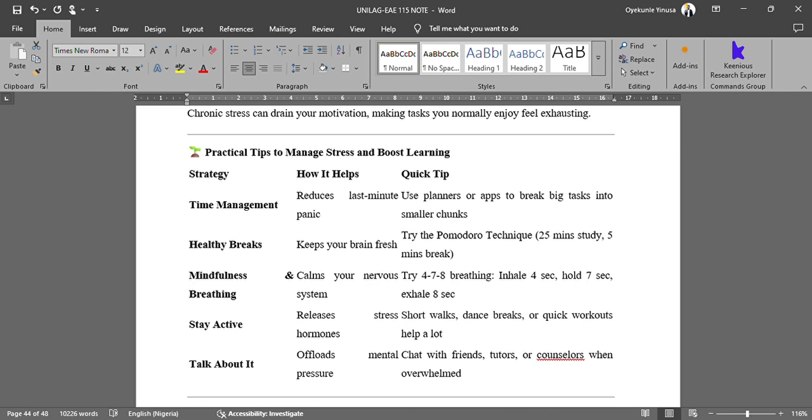Stay active. When you stay active, it releases hormones that will offload pressure in you. So you must always stay active. For you to stay active, engage in short walks. When you read for 4 hours or 2 hours, stand up, go and come back. It will help you. A dance break will also help you. A quick workout will also help you to manage the stress.